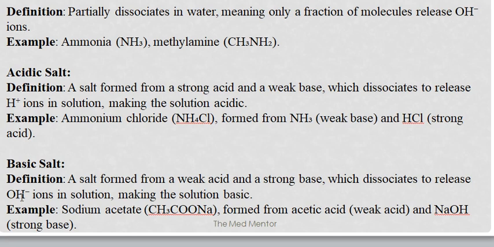Then the basic salt. A basic salt is the product of a weak acid and a strong base, which dissociates to release OH minus ions in solution, making the solution basic. Example: sodium acetate from acetic acid and NaOH solution.